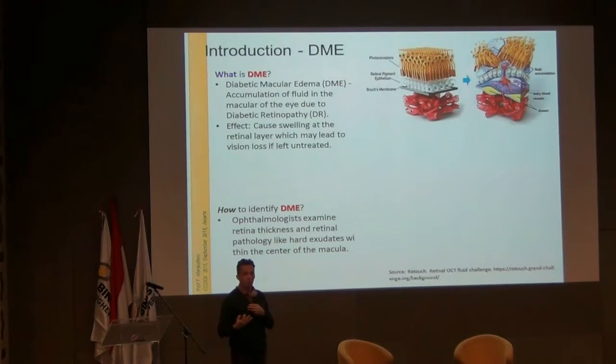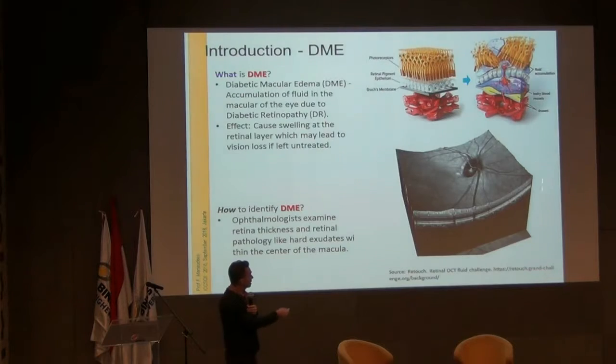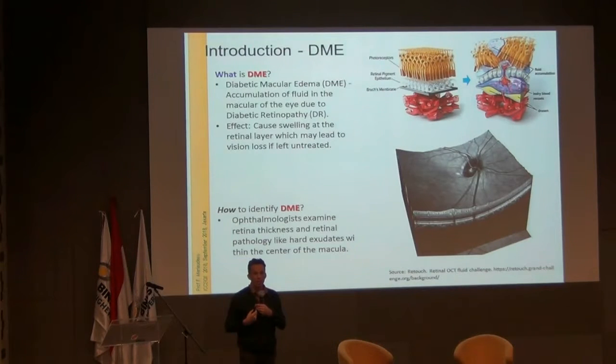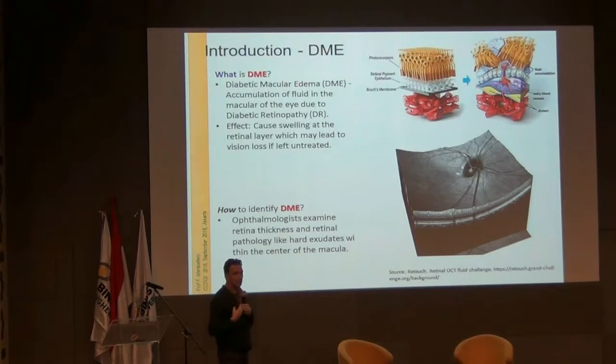using a fundus image, because the fundus image is just a snapshot, a projection of the 3D. That's why we need to use SD-OCT images, which are 3D information of the retina. So that's the image we'll be processing for DME, diabetic macular edema.